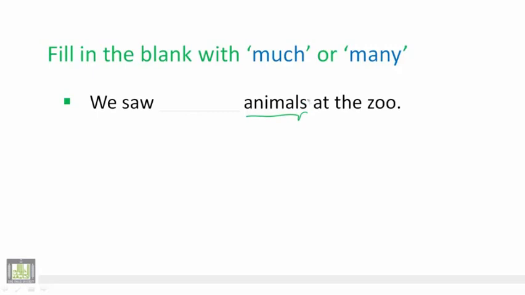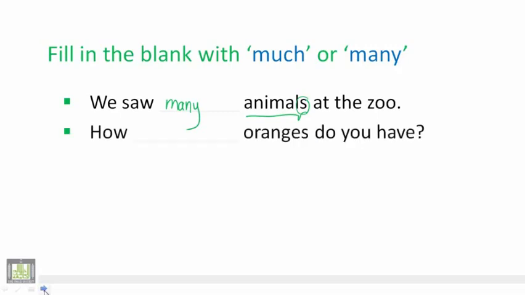We will see that it is a countable noun because we have plural s. So we say we saw many animals. Second example, how many oranges do you have? Again, we look at the noun, plural, so it is a countable noun, and we have to use then how many.